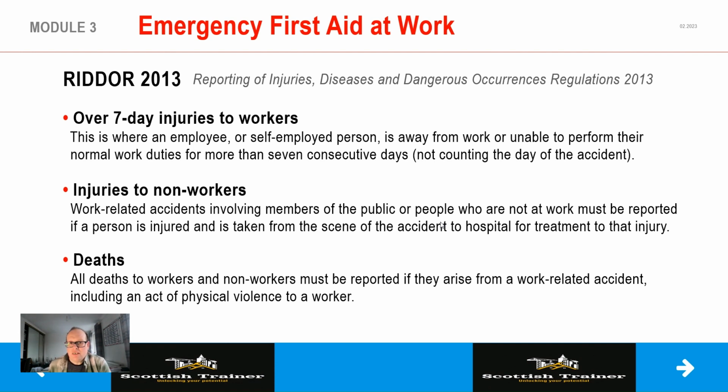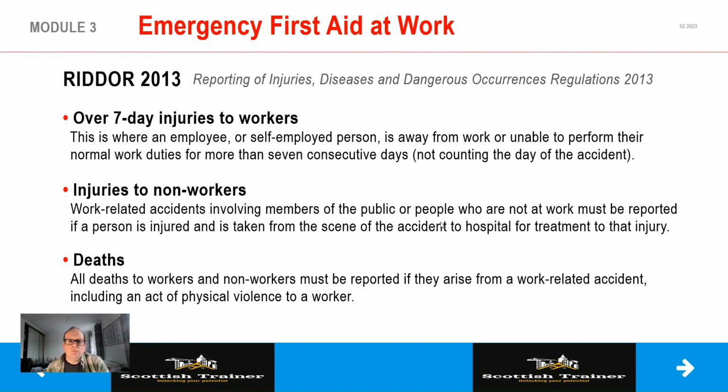Normally, it's not the first aider that will report this. Normally, they will report it to their HSE member, who will report it. But it's good to know that you need to report it straight to your HSE member so that they can do their due diligence and report it. Again, this is about prevention. It's not about getting anyone in trouble. It's about stopping it happening to anybody in the future.